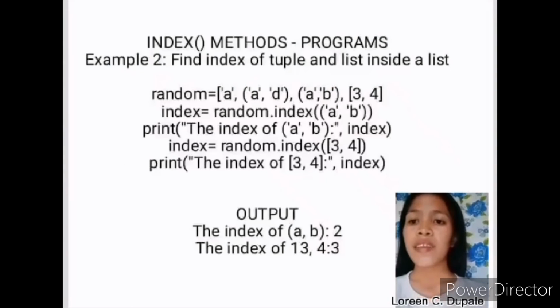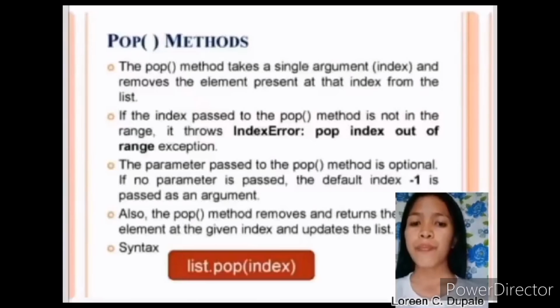And this is another example of the index method. random = ['A', 'AD', 'AB', (3, 4)]. index = random.index('AB'). Print the index of AB. index = random.index((3, 4)). Print the index of (3, 4). And the output is the index of AB is 2, and the index of (3, 4) is 3.